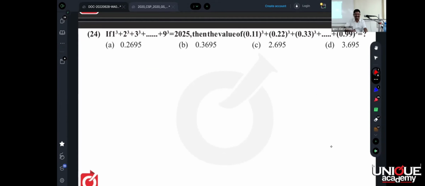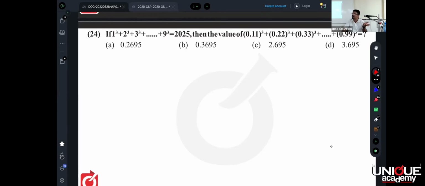Listen. In one of the exams, it was asked. 1 cube plus 2 cube plus 3 cube up to 9 cube is 2025. If it had not been given, then also we would have got it by the formula for the sum of cubes of the first n consecutive natural numbers. We are asked to find the value of 0.11 cube plus 0.22 cube plus 0.33 cube up to 0.99 cube. Isn't it? Whatever we are using here is conceptual, and you may be asked related questions in different forms like that.